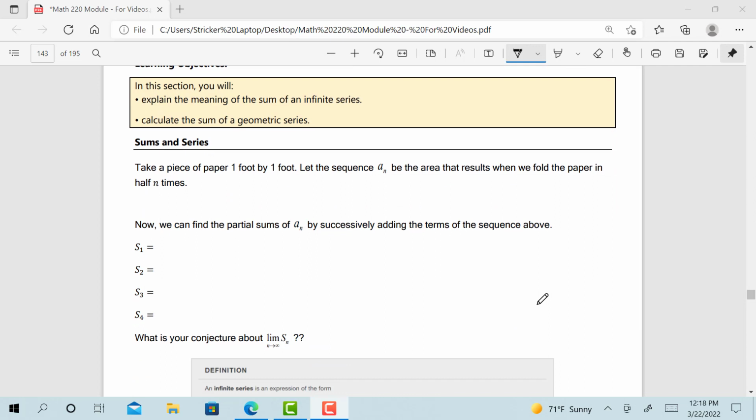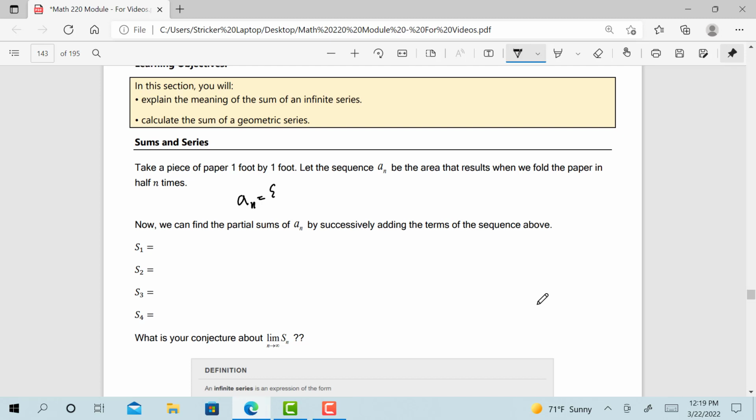We're going to start with the idea of taking partial sums, and we're going to take a look at a specific sequence. So suppose we take a paper that is 1 foot by 1 foot, and let the sequence a sub n be the area that results when we fold that paper in half n times. So the very first term we get is when we fold it in half 1 time. So you fold it in half, that piece of paper is now 1/2 by 1, so it has an area of 1/2.